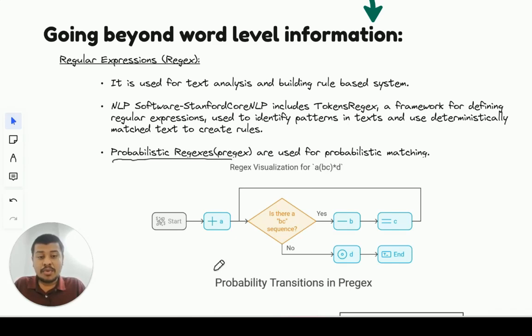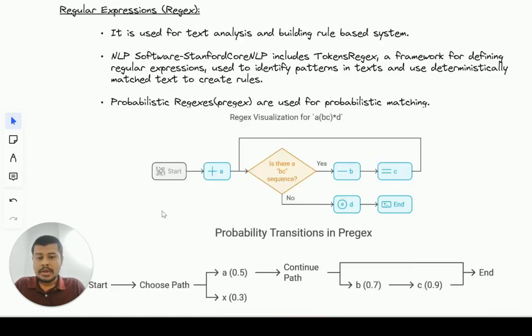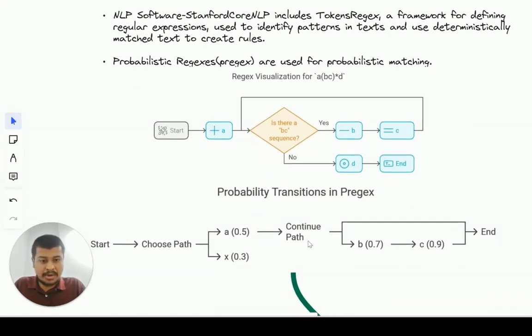So what it does is, instead of going for an exact match, it'll go for a probabilistic match. Here is an example for it. This is a different example, but the notion is the same. So it's taking A and then it's continuing the path. If the probability of having B is more, or if the string has more B in it, and then after B should have C, only then can it go for the end.